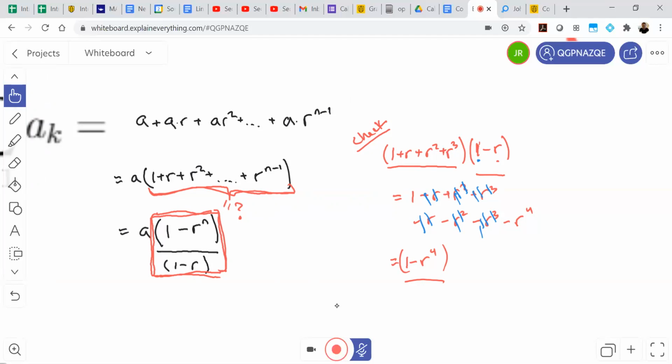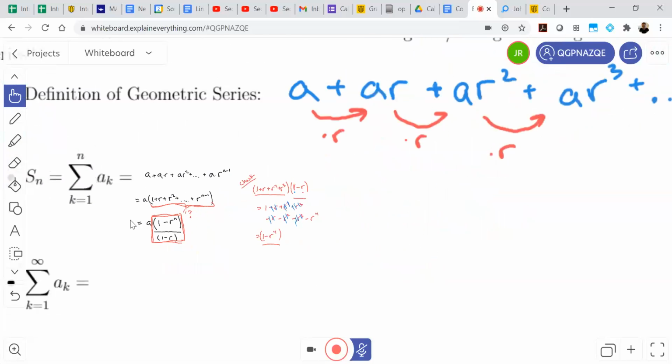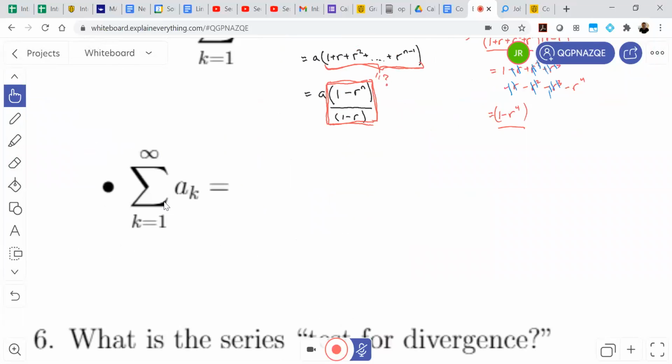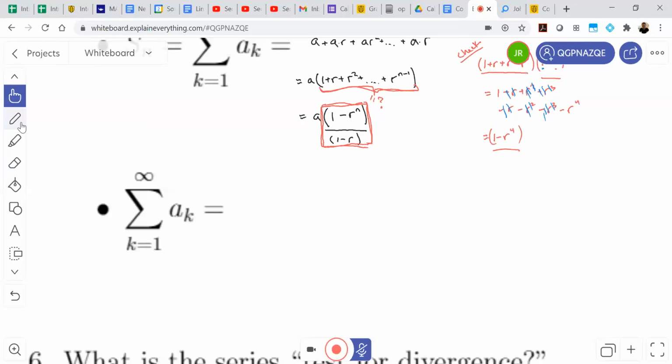Okay, so let's take a step back. What was the point of this? Why were we trying to do this? If we zoom out, we were trying to figure out a nice formula for S sub n, the nth partial sum of this geometric series. So what is the total limit of the series? Does the series converge or not? Well, the series is meant to be thought of as a limit of these partial sums. The series will converge if the limit of partial sums converges.